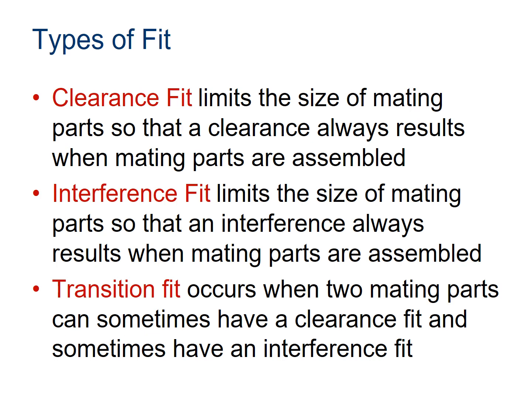All right, so you have different fits. You can actually specify what fits you need to have. A clearance fit limits the size of mating parts so that you will always be able to assemble the parts and fit them together. There's always a clearance, which allows mating parts to be assembled. You can have an interference fit, where an interference always results when the mating parts are assembled, meaning it requires pressure to fit them. Or you might have a transition fit, where you can sometimes have a clearance fit and sometimes have an interference fit.